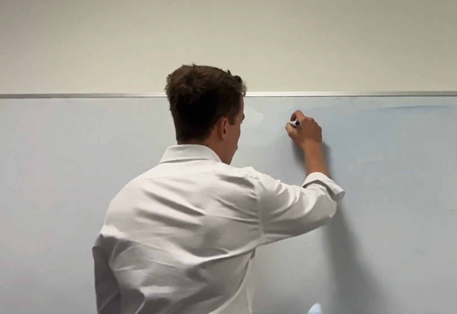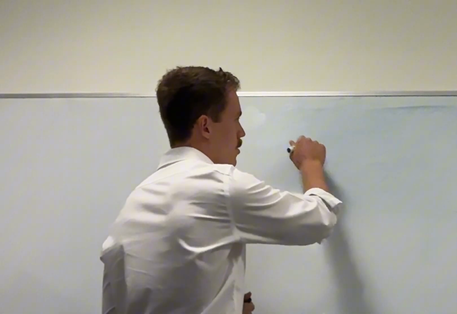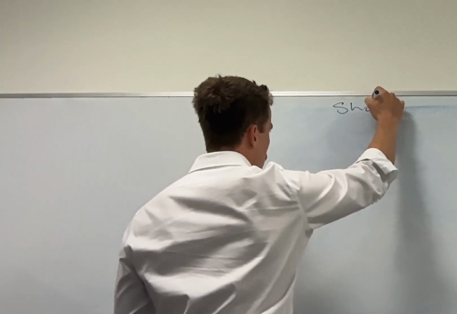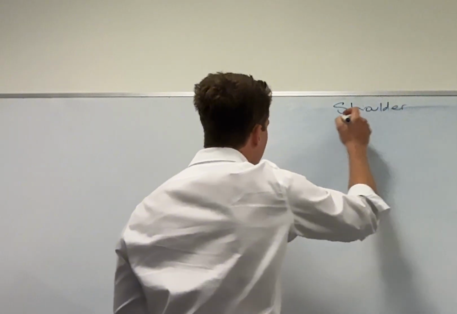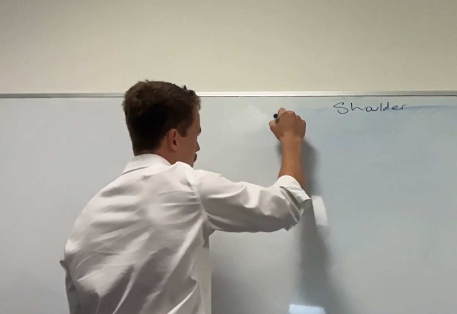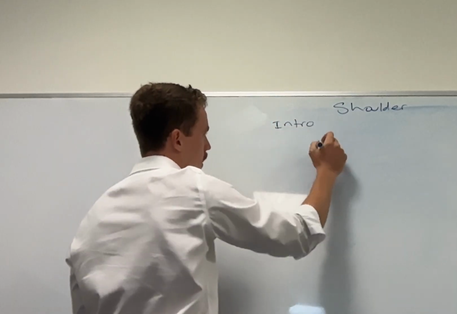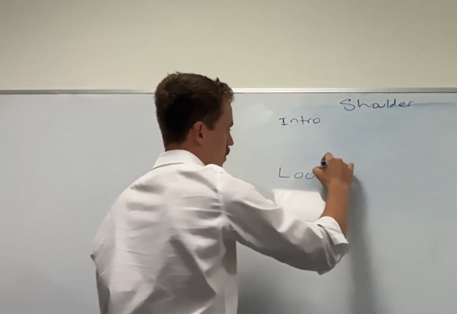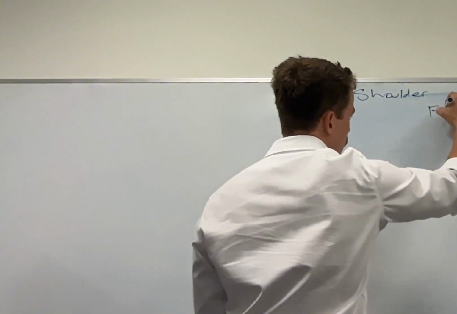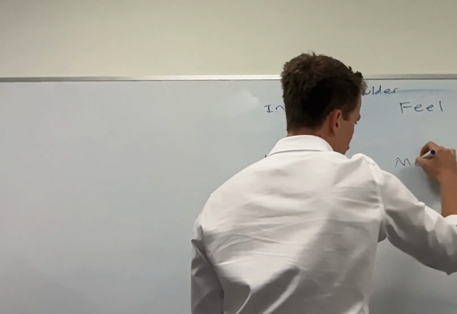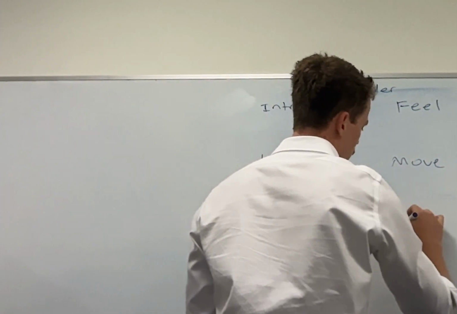So how I chunk them is, let's go shoulder. There's obviously all your intro stuff, and then I chunk it into look, feel, move, specials.